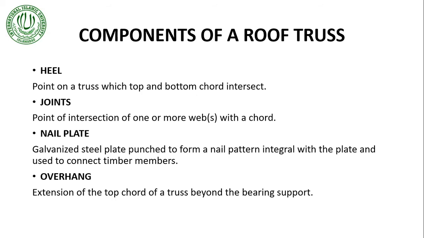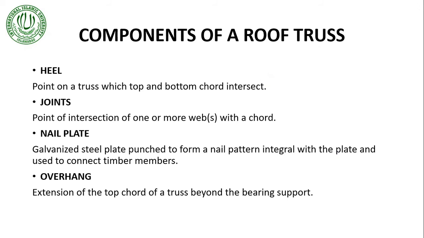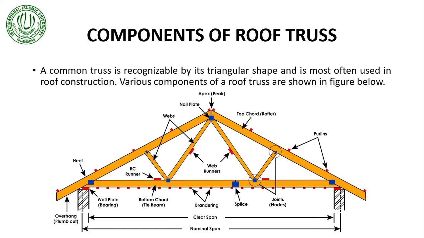Nail plate: a galvanized steel plate punched to form a nail pattern integral with the plate and used to connect the timber members. This is the nail plate, the blue one. Wherever we have a joint, we provide a nail plate to make a connection between two members. Overhang is the extension of the top chord of a truss beyond the bearing support. This is the overhang. Overhang and cantilever are the same.